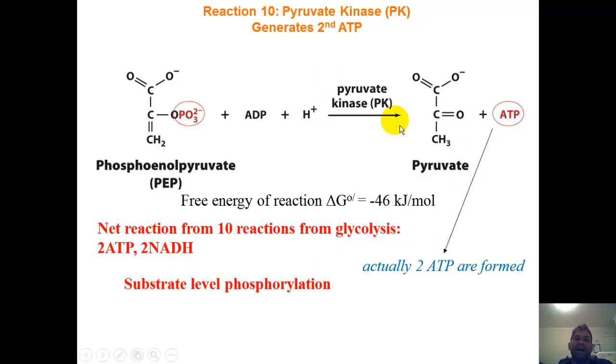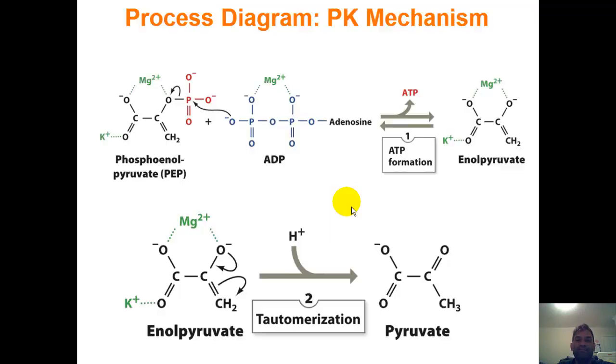Pyruvate kinase is associated with chronic hemolytic anemia, so that enzyme, when mutated or in a dysfunctional form, leads to hemolytic anemia, especially in red blood cells. A lot of these glycolytic enzymes, as mentioned before, when they're not in their native state in the red blood cell, cause a lot of different types of anemias, the inability to produce mature red blood cells. The free energy of this reaction is very, very exergonic, substrate level phosphorylation, and we're making ATPs.